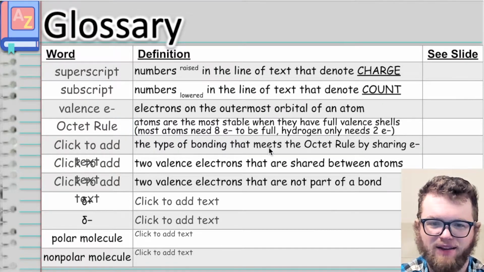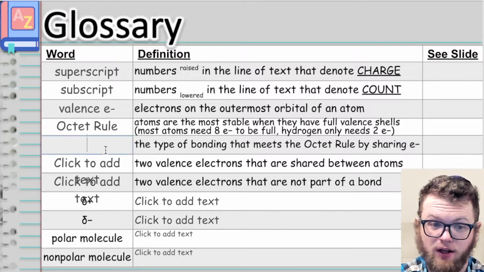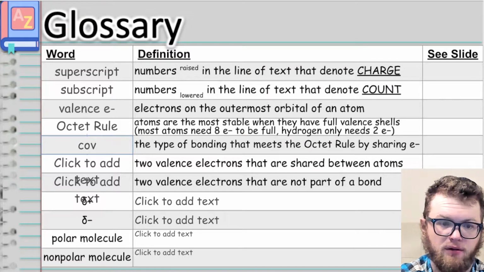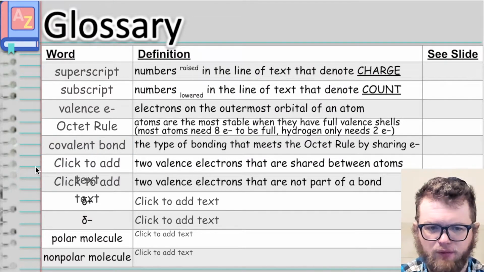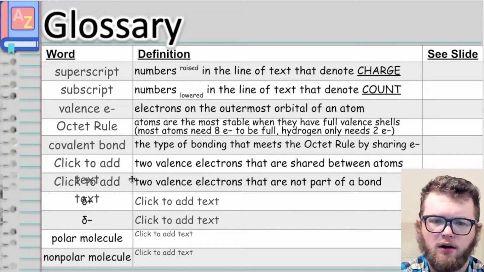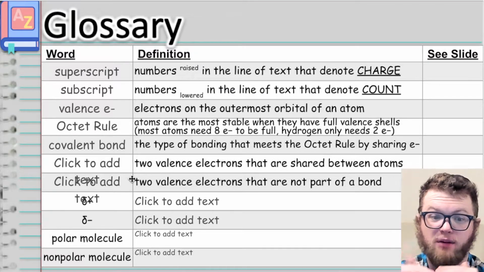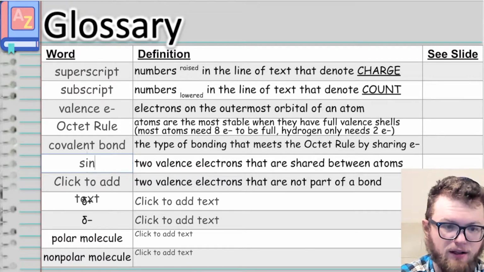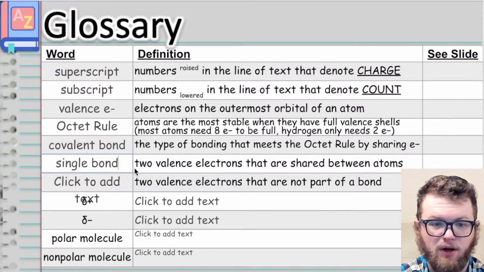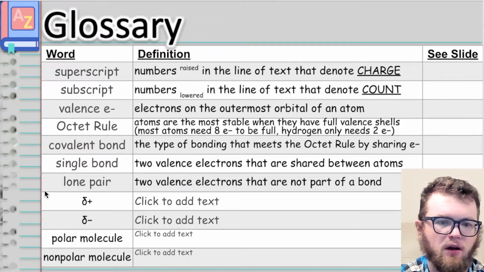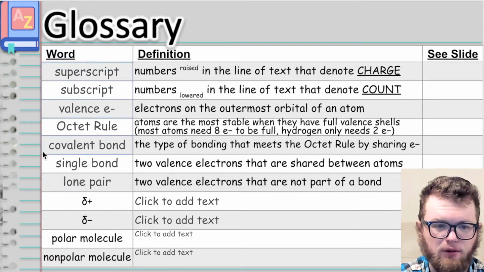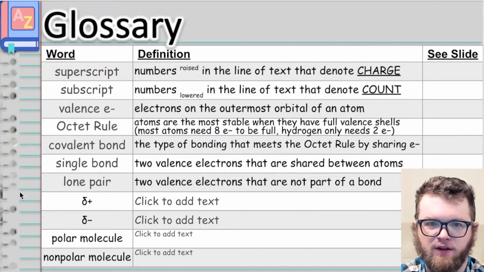The type of bonding that meets the octet rule by sharing electrons is covalent bonding. 2 electrons that are shared in between atoms is called a single bond. 2 electrons that are not part of a bond are a lone pair. So that's a means of review. We'll do these other 4 as we go towards the end of this notebook.